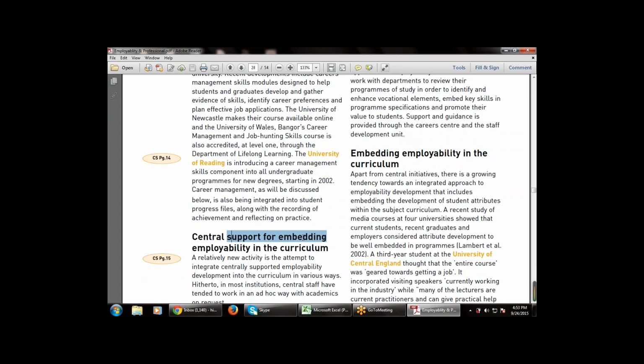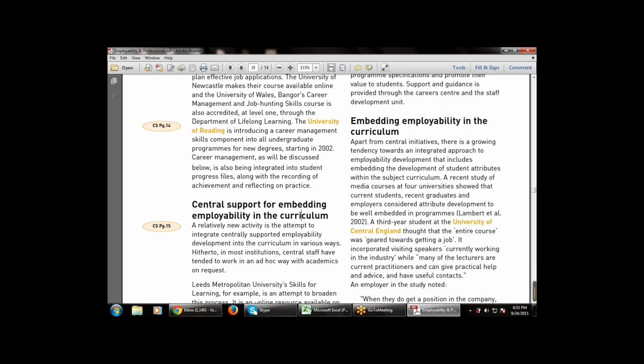Next, central support for embedding employability in the curriculum. There will be proper central support provided. Embedding employability in the curriculum means adding employability and placement to the courses of the university. A relatively new activity is the attempt to integrate centrally supported employability development into the curriculum in various ways.